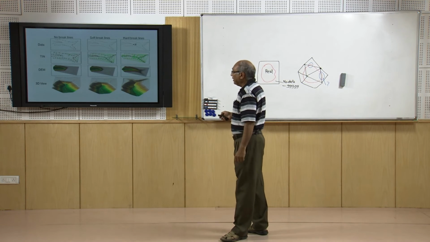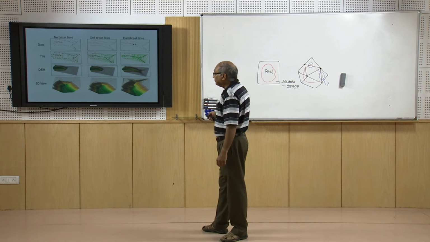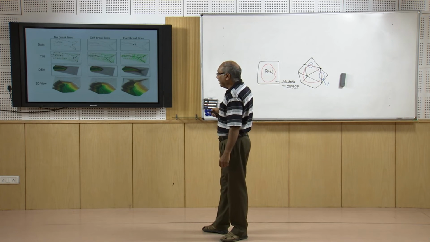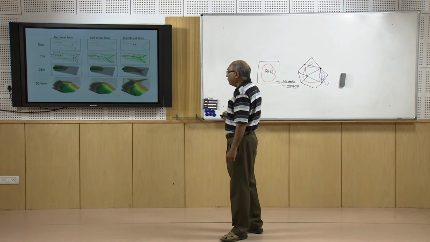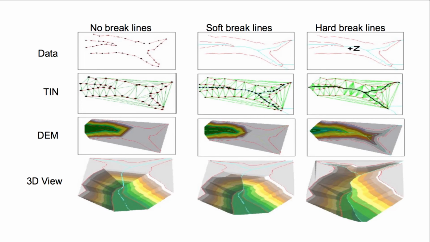Let me take a few more examples and a comparison. If I don't use any break lines, then the data can be represented in TIN in this form, whereas the DEM, meaning the raster, is in this form. But when I use soft break lines, I will represent the TIN like this and my terrain like this, and this is a 3D view for all three types of data generation. The third example is when I am using hard break lines. I will elaborate on hard break lines, soft break lines and no break lines.